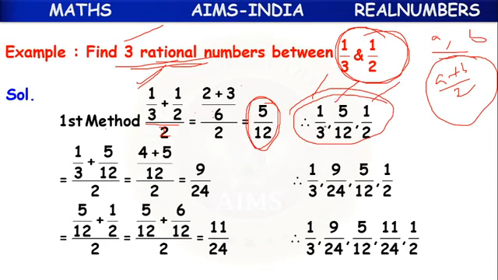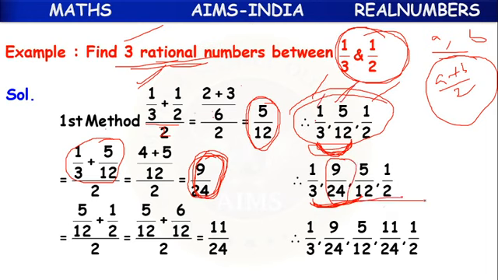Now what are we doing? For the first one, we are adding the middle one and dividing by 2. After simplification, we will get 9/24. Where will that 9/24 lie? Between the first one and the middle one, this 9/24 will lie.